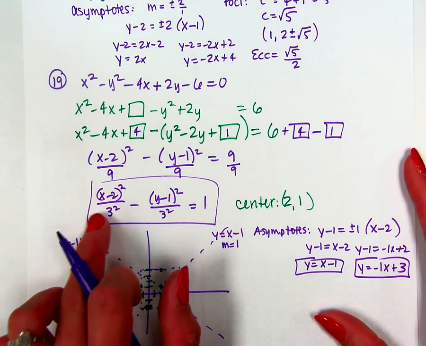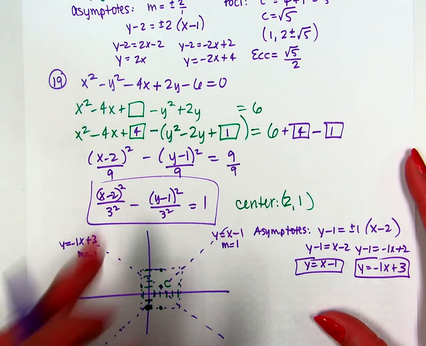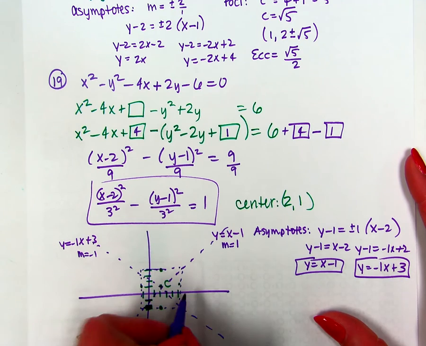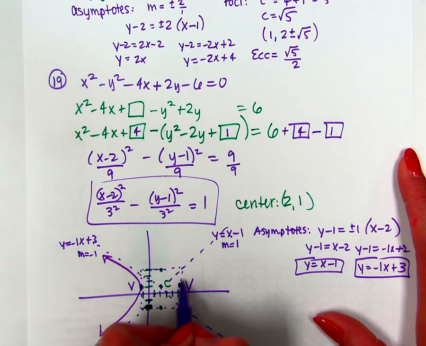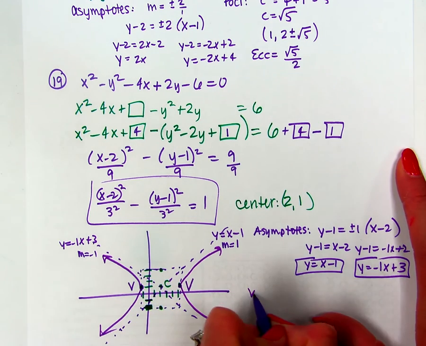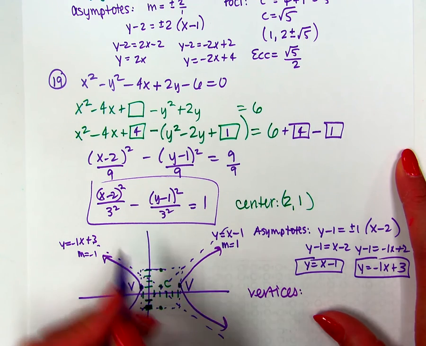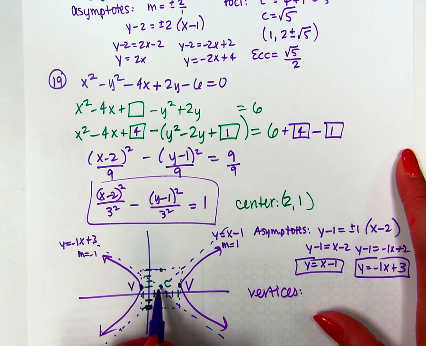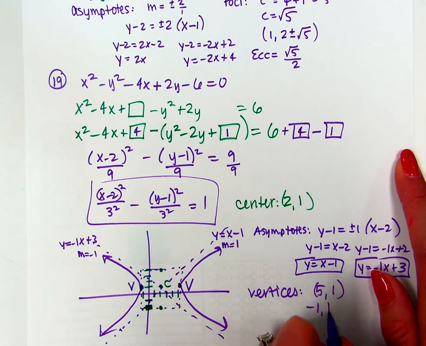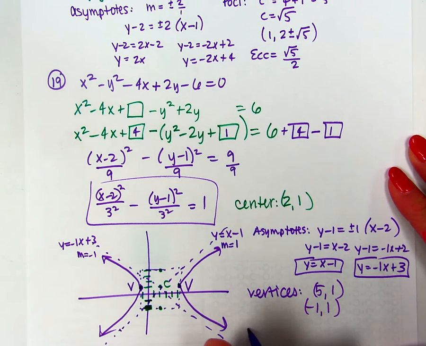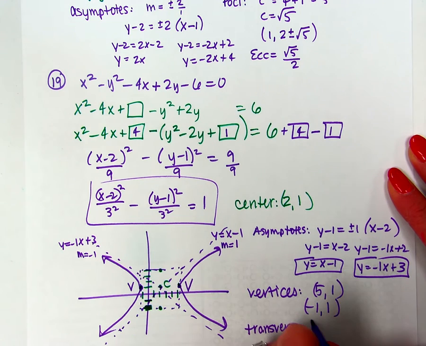Now, which direction is this hyperbola opening? Since the x is the positive fraction, it's going to open in the x direction. So these are my vertices, and my actual hyperbola goes left and right. All right, so where are the vertices located? They are 3 units away, so it was at 2, so it's at 5, 1 and -1, 1. My transverse axis is 6 units. My conjugate axis is also 6 units.